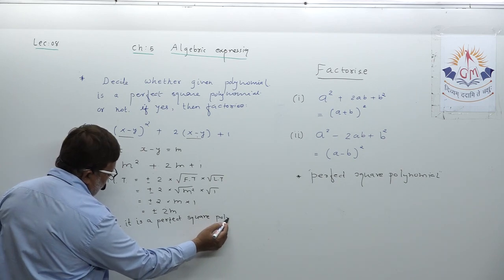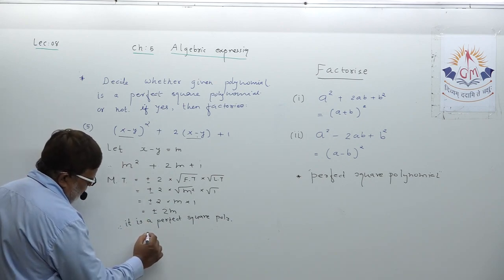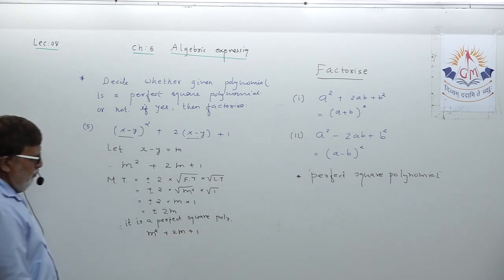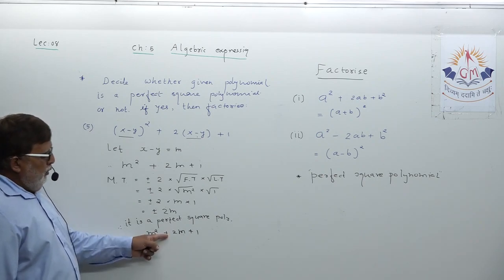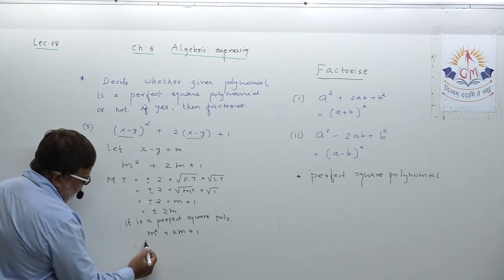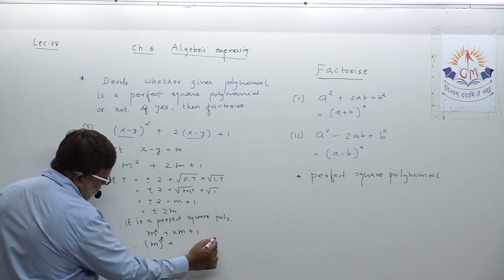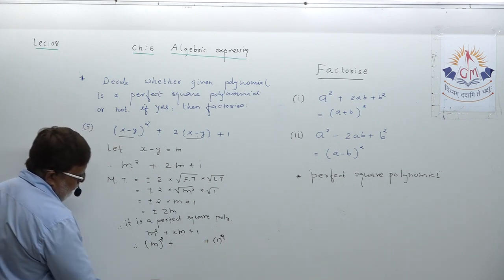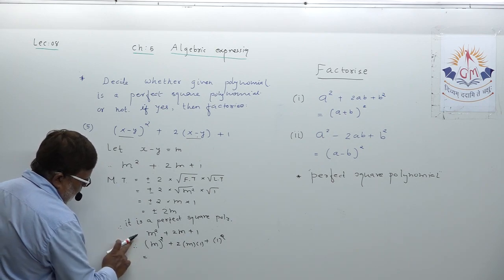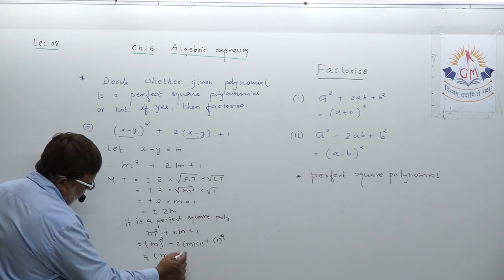perfect square polynomial. Now, when you say that it is a perfect square polynomial, write it again for factorization. m square plus 2m plus 1, all terms are positive, so we will apply the first identity. A square, that means the square root of first term, don't write middle term. B square, square root of last term, 1 square. 2a means m, b means 1. Now let us factorize it. (a plus b) whole square, (m plus 1) whole square.